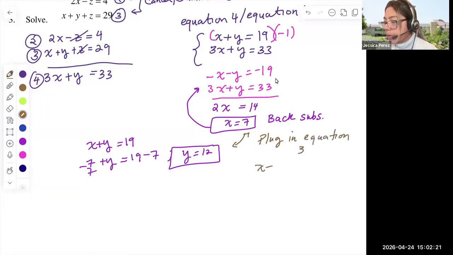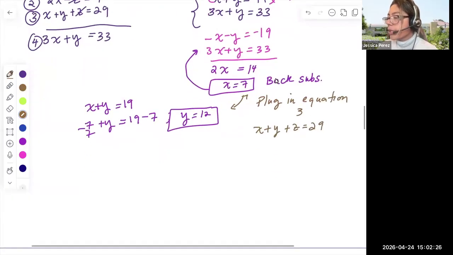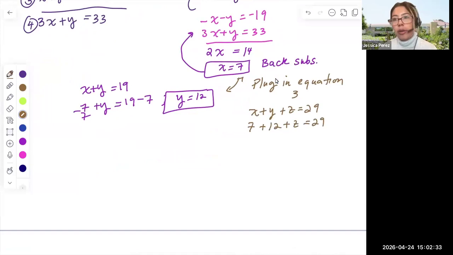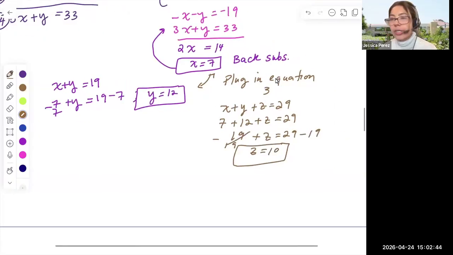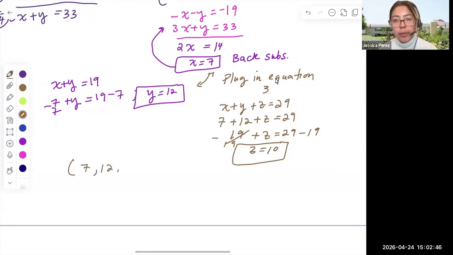So then I have x plus y plus z equal 29. So I have x to be 7, y to be 12. I'm missing z, so I combine 7 and 12. That gives me 19 plus z equal 29. Let's go ahead and solve for z by subtracting both sides by 19. That gives me 10. So I find my ordered triple to be 7, 12, 10. And that is a unique solution. That means there's an intersection between those 3 lines.